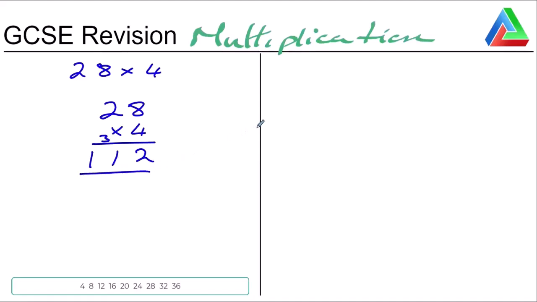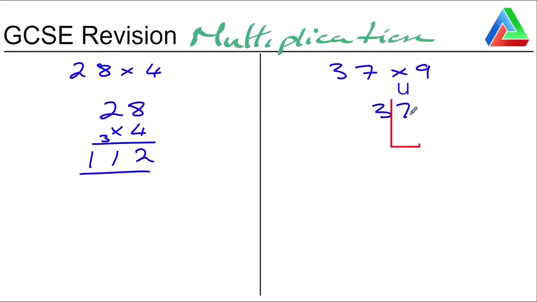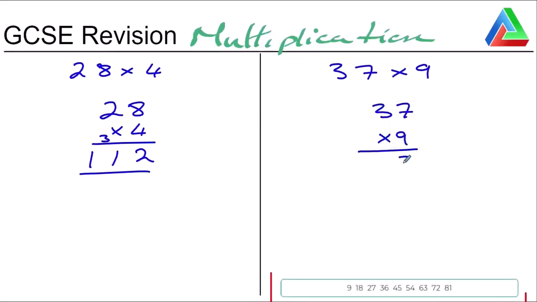Let's do another one exactly the same way. 37 times 9, line up the units column, write down the 9 times table. 9 times 7 is 63. Put down the 3 in the units, carry the 6 into the tens. 9 threes are 27, plus the 6 is 33. So 37 times 9 is 333.